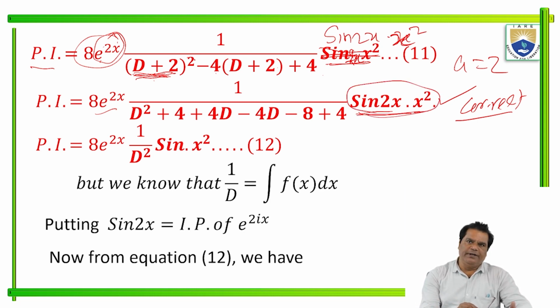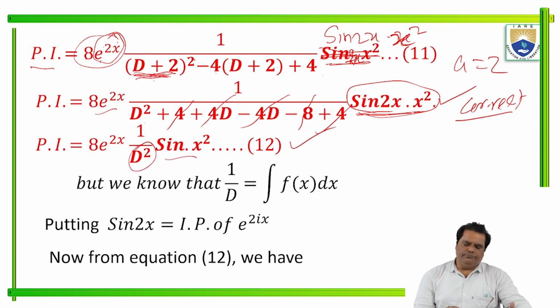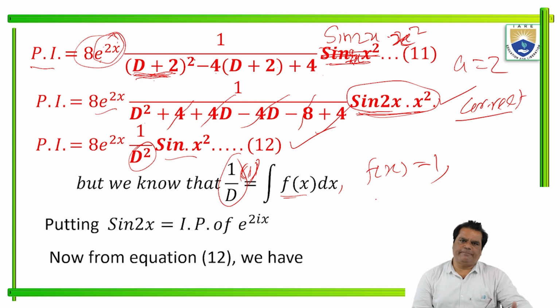So now opening this perfect square: D squared plus 4 plus 4D, minus 4D minus 8 plus 4. So 4 cancels, and 4D cancels, and only D squared remains. But we know that 1 upon D means integration with respect to x. And here the function is the constant function 1, so we integrate f(x), where f(x) is 1.